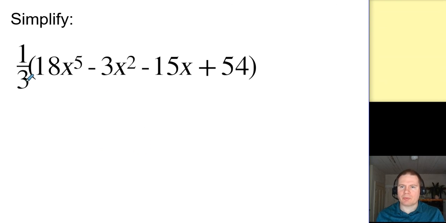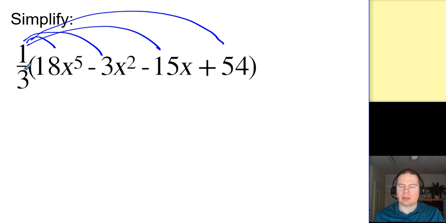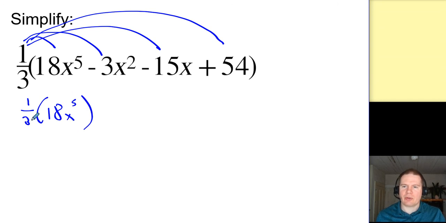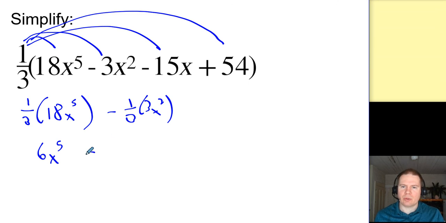How is this problem different from the one we just had? Structurally, it's no different. Right? I still have some number that I'm distributing by each term in here. So I have 1/3 times 18x to the 5th. 1/3 of 18 is 6. 1/3 times 3. 1/3 of 3 is 1.